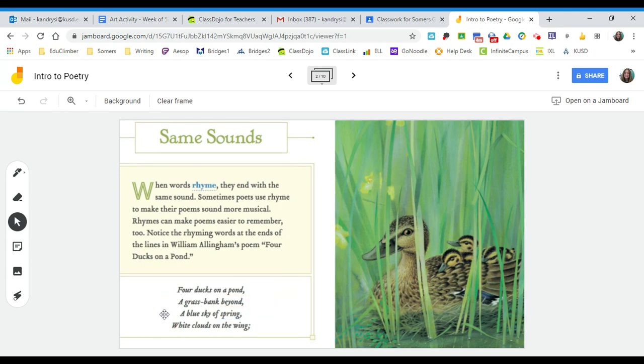Then we look at the next line, a blue sky of spring. Spring does not rhyme with pond, so we're going to start a new letter, B. And the next line, white clouds on the wing, wing does not rhyme with pond, so it's not A, but it does rhyme with spring, so it's also considered B. So the rhyme scheme for this poem is AABB, as the first two lines rhyme and the third and fourth lines rhyme.